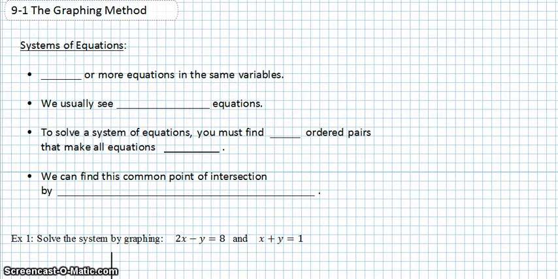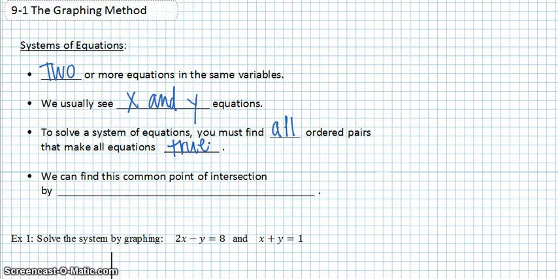So system of equations, we're going to explain kind of what they are. A system of equations is two or more equations in the same variables. We usually see x and y equations, but you could have other variables, but typically when you use systems, you use x and y, especially when you involve graphing. To solve a system of equations, you must find all ordered pairs that make all equations true. So you need to find all the solutions that make it true.